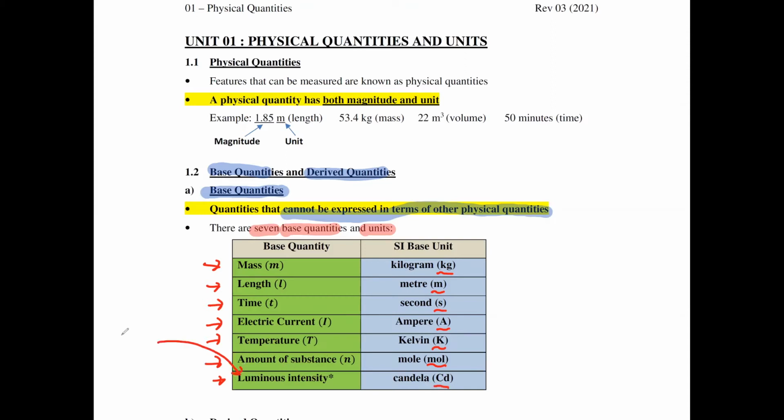Luminous intensity is actually a measure of brightness. The brighter something is, the higher the luminous intensity. Now, when you're doing the questions in AS, you will mostly see only the first 5 quantities. Amount of substance, which is measured in mole, you will only see in A2. Whereas for the last quantity, you won't need to worry about it because it's not covered in the syllabus.